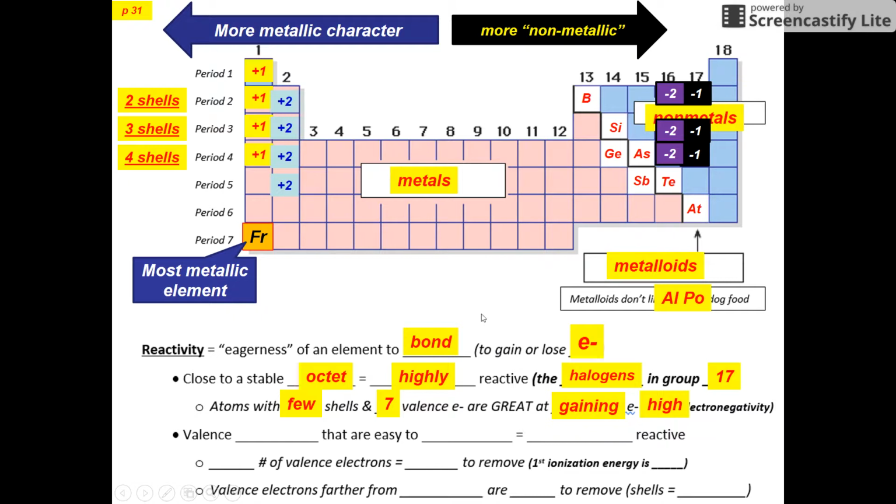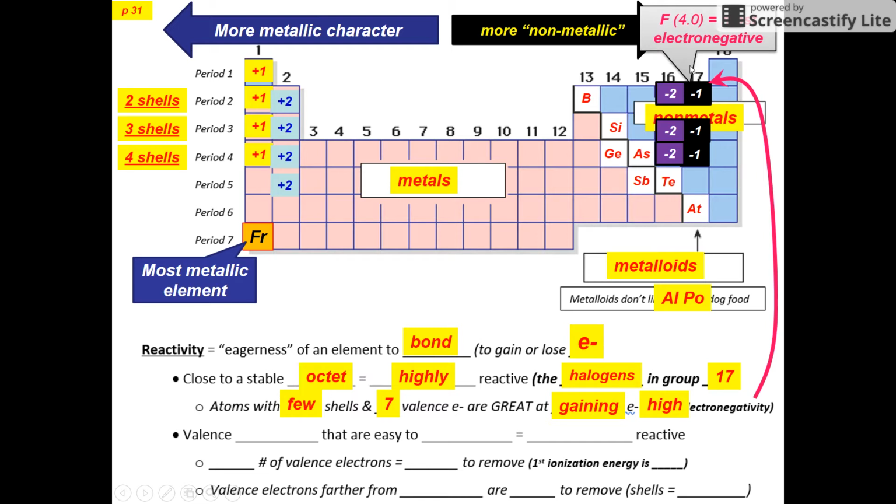Now let's break that down. Atoms with very few shells, the nucleus is very close to the outer edge of the atom. The nucleus is very exposed. That means that positive nucleus can easily pull in 1 more valence electron, and then the atom will have 8 valence electrons and be more stable. So actually, right here, fluorine is considered the element with the highest electronegativity. Fluorine's electronegativity value is 4.0. It's the most electronegative element of the whole periodic table.